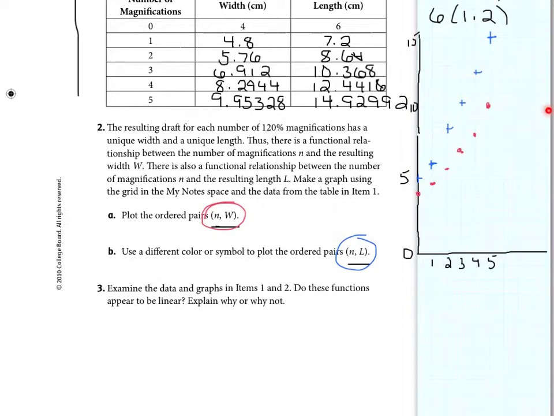So I went backwards to get my width values. It's going to be 4, 4.8, 5.76, 6.91, 8.29, and 9.95. Next set of data.